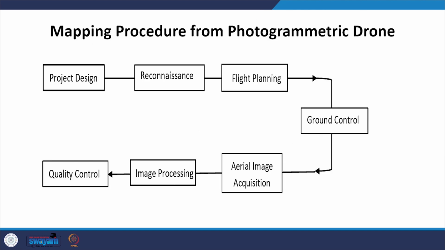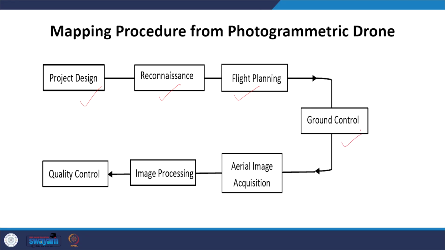Now, we have to follow a certain mapping procedure when we are using photogrammetric data from the drone. So, we have to design the project, do the planning in that particular area, and carry out the reconnaissance survey. Then the next part, which is very important, is the flight planning of the drone. Today we can do this flight planning with the help of various software and high resolution images, maybe a Google Earth image or some other data, and we carry out certain planning. Then selection of the ground control points so that they are visible and they are used further for creating the mosaic. Then aerial image acquisition is done.